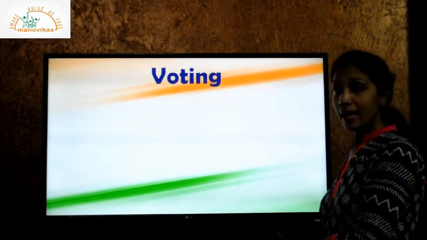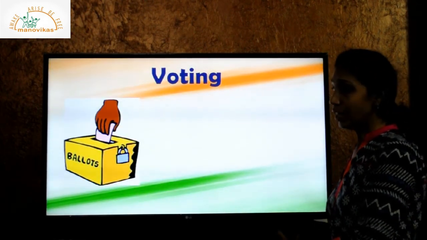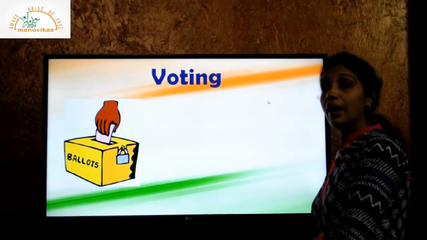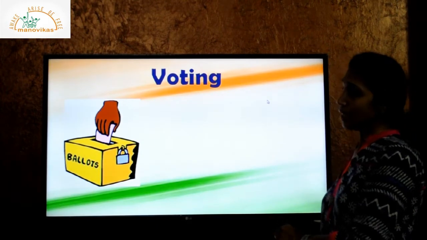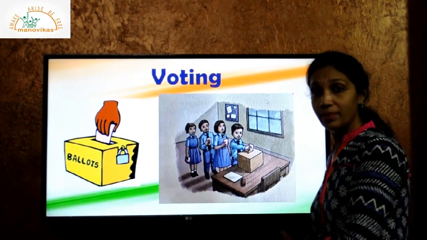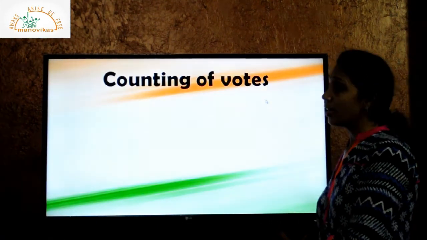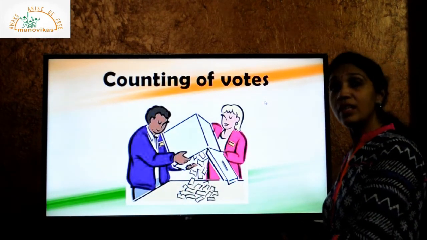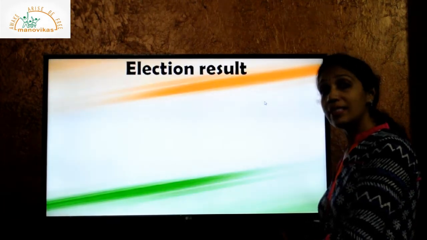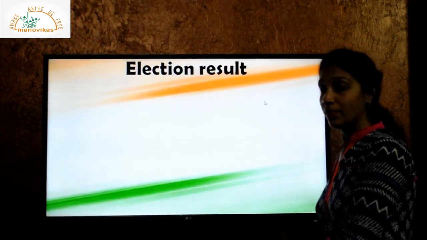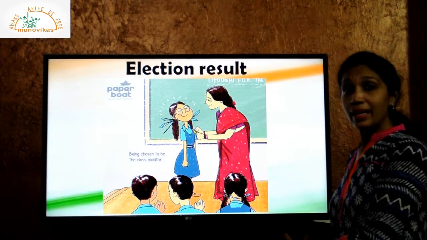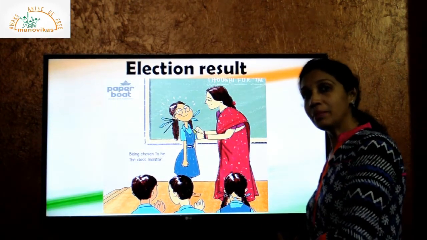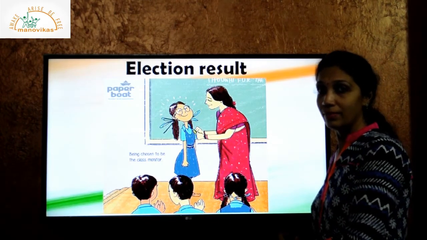After writing the name, they fold the ballot sheet and put it into the ballot box. After everyone has submitted their ballot sheets, the teachers count their votes. After counting the votes, the results are announced. The candidate who gets the maximum votes becomes the class councillor.